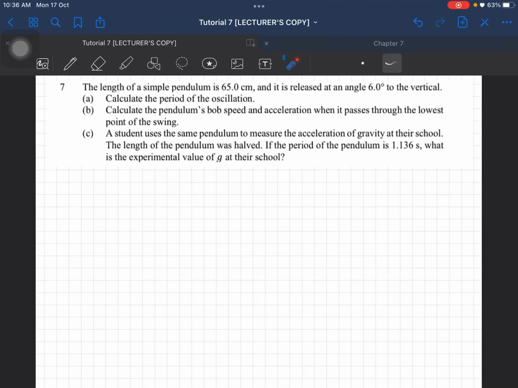Okay, so we are on question number 7. There are a lot of questions in this chapter. There are 11 more questions that you need to discuss.